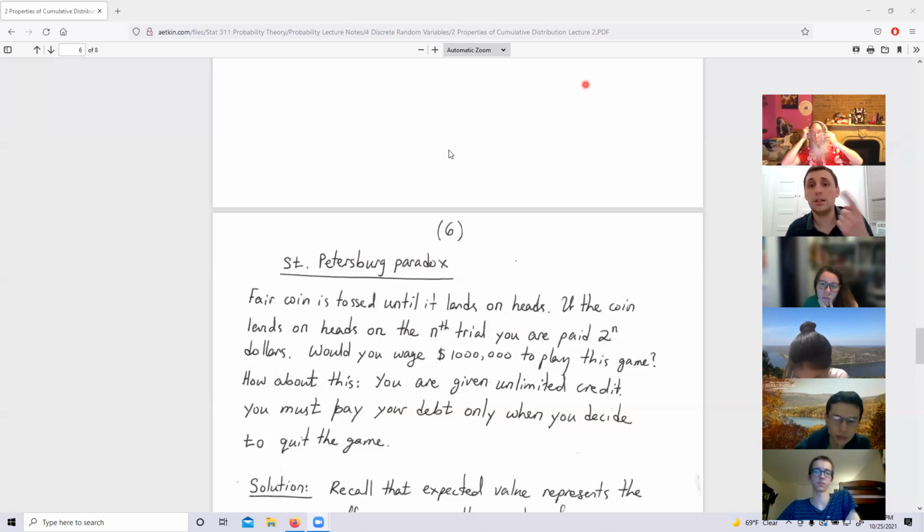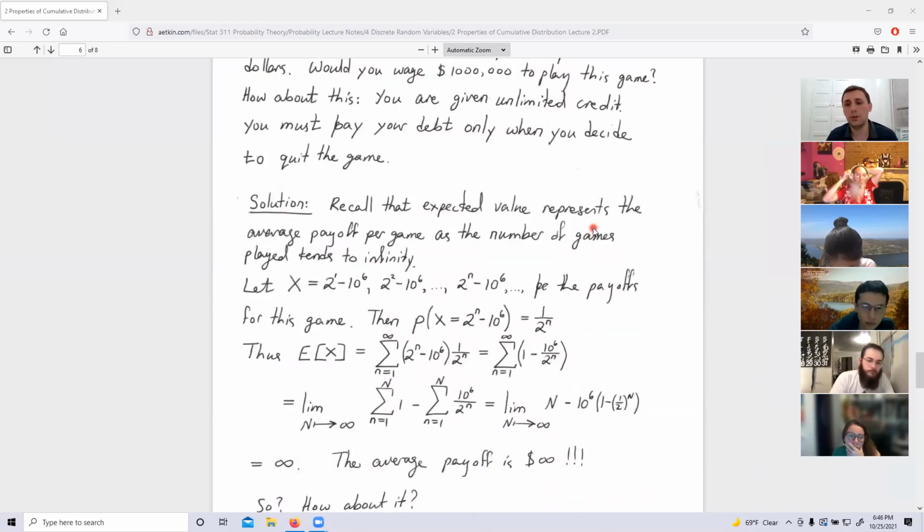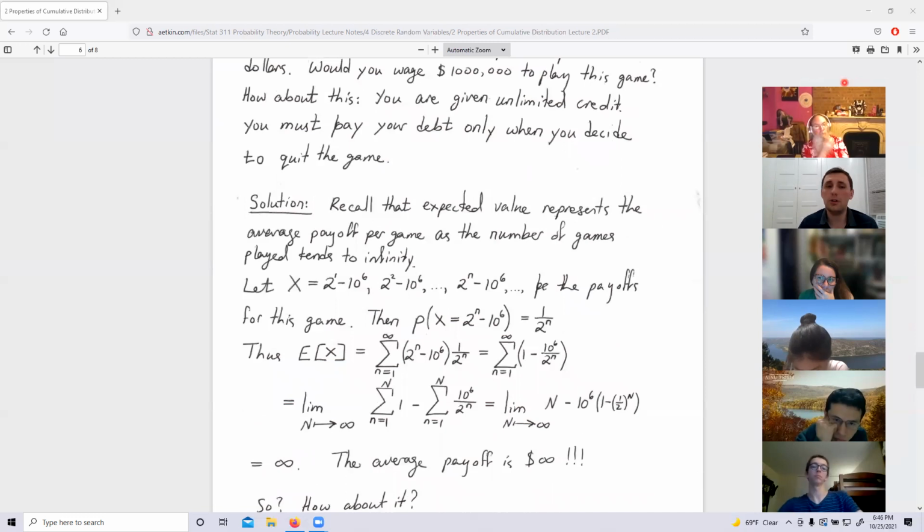So the probability that on a particular round, of course, it converges to 0. But let's be careful here. So what random variable are we going to use? Well, you are always paying 10 to the 6, so I want to know what's your net win, right? So it's 2 to the power of 1 minus 10 to the 6, or 2 to the power of 2 minus 10 to the 6. That's your net gain. Good.